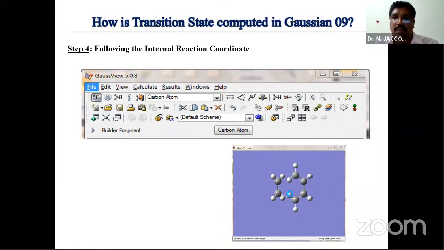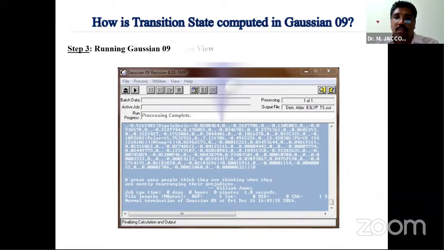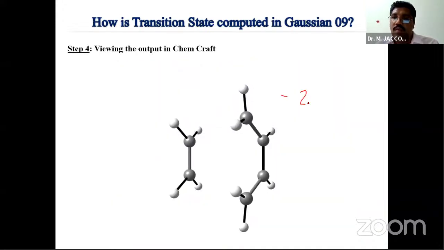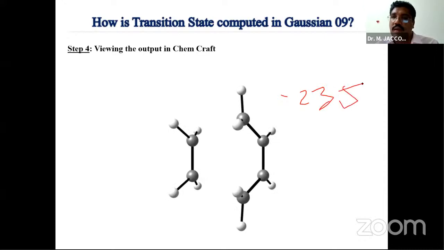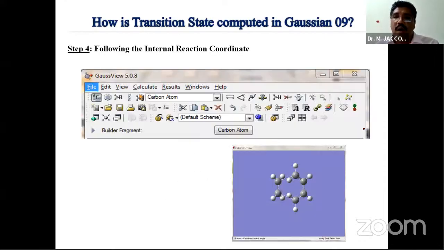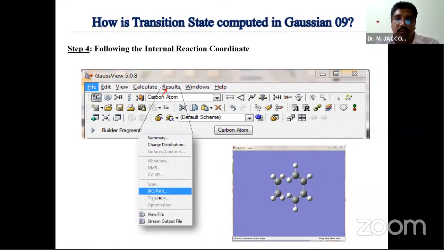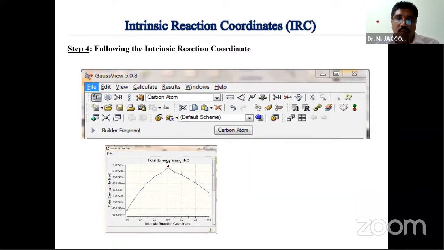A TS is majorly confirmed with the presence of one imaginary frequency. For example, in this case, you will get the imaginary frequency of minus 235. But how to make sure whether it is the right transition state or the wrong one? So we run the IRC calculation. This is a transition state, like a cat sitting on the wall. The cat can go either side, right or left. Similarly, a transition state can have n number of possibilities.